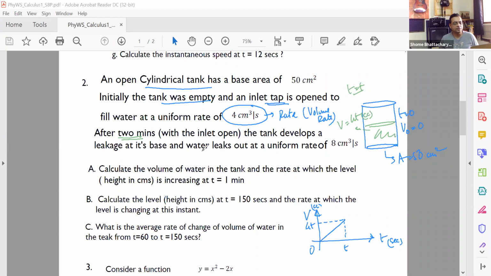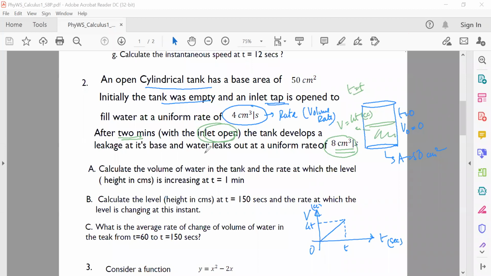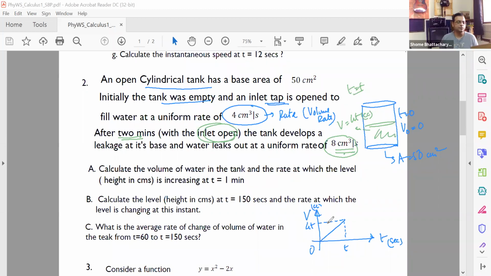And then after that, what is happening? The base develops a leakage of 8 centimeter cube per second, with the inlet tap still open. So inlet is still letting in water at 4 cc per second, but there's a leakage of 8 cc per second. So after 2 minutes, will the level of water continue to rise or will it start to drop? It will start to drop, because the leakage is at a faster rate compared to the inlet, right?